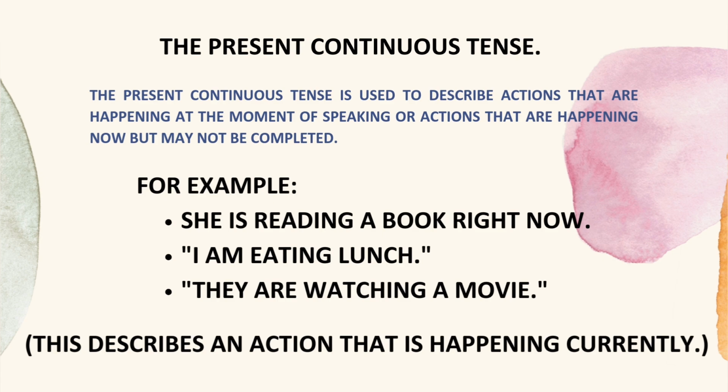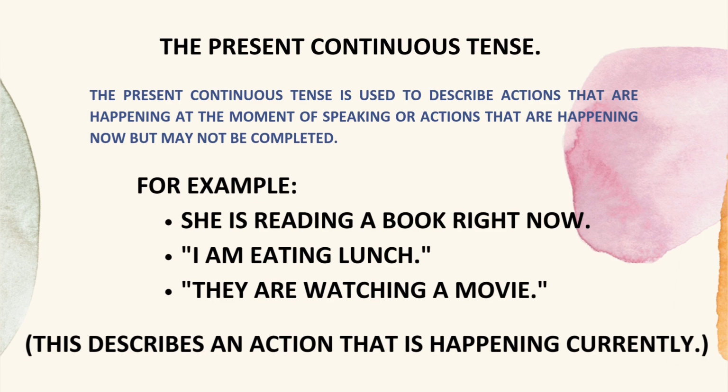Example: she is reading a book right now. This describes an action that is happening currently. I am eating lunch. They are watching a movie. Remember, present continuous is also used for future plans. For example, we are going to the park tomorrow.